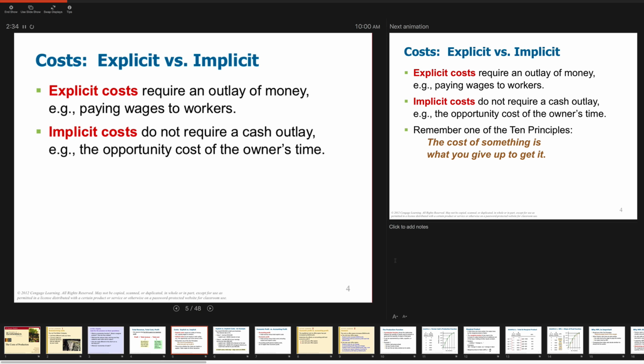Implicit costs don't cost money, but they exist. The owner's time is an implicit cost.